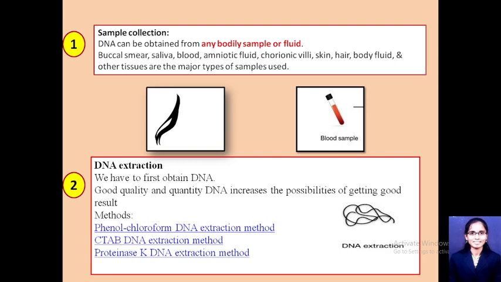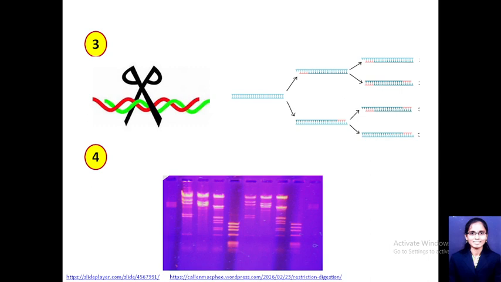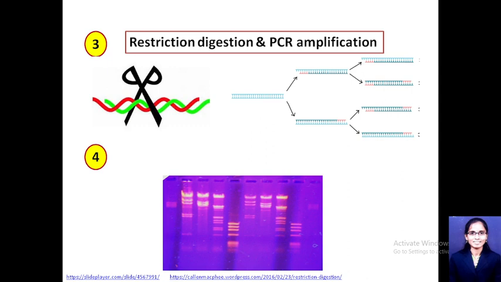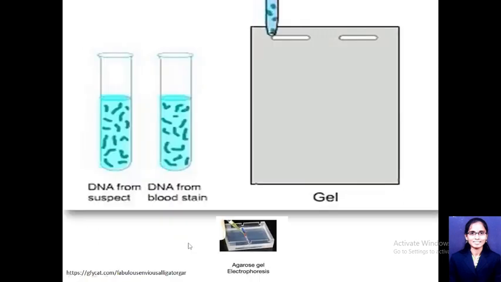Once I extract the DNA, in order to multiply the DNA copies, I will first prefer restriction digestion, and then I will amplify the DNA fragments with the help of polymerase chain reaction. Once I get multiple copies of the DNA, I will proceed to DNA separation with the help of agarose gel electrophoresis. In this agarose gel electrophoresis, the DNA fragments present in the respective sample get separated according to their size.